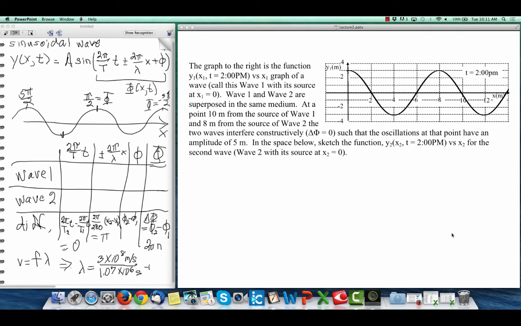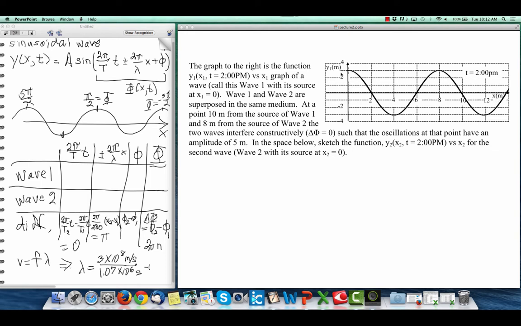There's a graph here. So there's two waves again. The displacement of the first wave we call y1. It's a function of x1. By the way, whenever I say x, and we have two sources, x equals 0 is always going to be the location of the source. It says it right here. Call this wave 1. The wave 1 has a source at x1 equals 0. This is supposed to say x1, not just x.